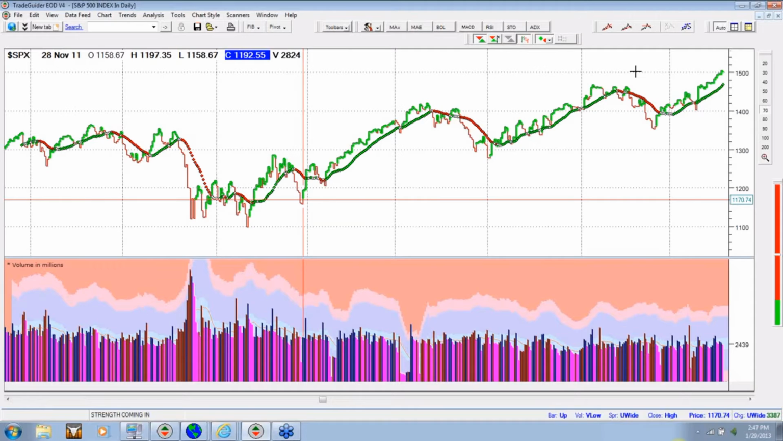But what I expect to see is a shakeout. A shakeout is exactly what it says on the tin. They mark the price down on some news. Now, it could be anything. I can't, unfortunately, predict what the news is.